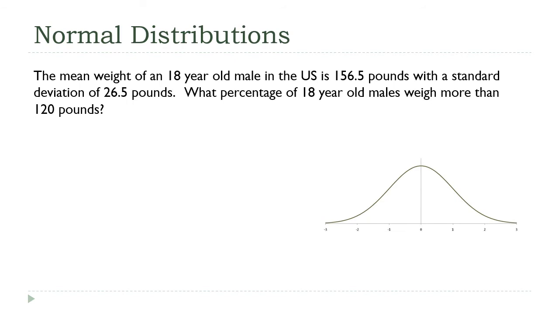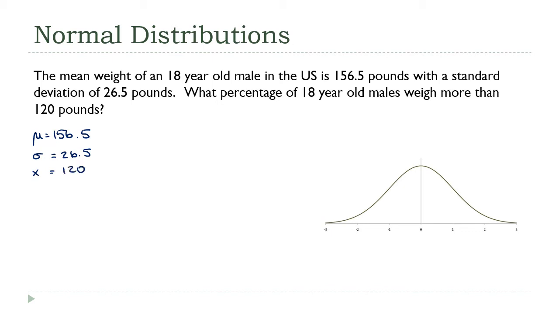All right, so let's try another one here. Now we're talking about weights. I know that the mean weight of an 18-year-old male in the U.S. is 156.5 pounds. So let's get that on here. Mu equals 156.5. The standard deviation is 26.5. And the data value I'm focusing on here is 120.